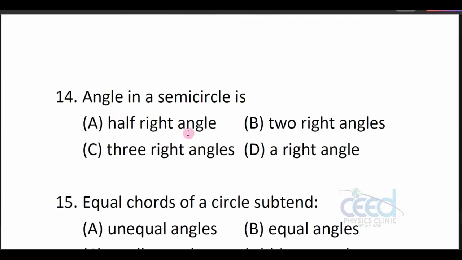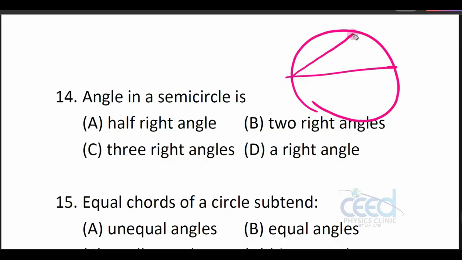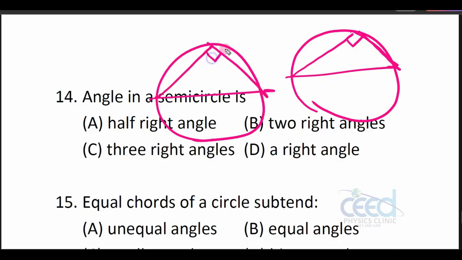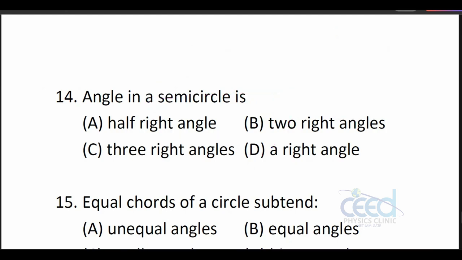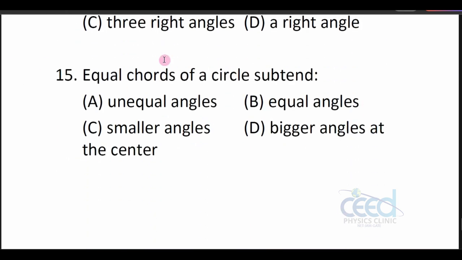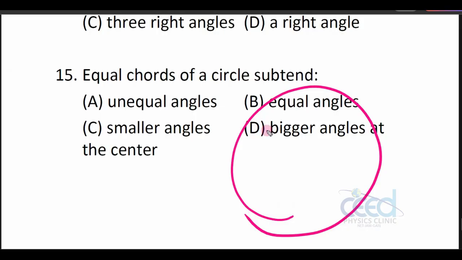Angle in a semicircle is, we already studied, any semicircle enclosed angle is 90 degree, right. Suppose it is like this also, this angle is 90. Any semicircle enclosed is a right angle only. We discussed it in the theoretical section. First you come to theory studies, then come to the problem. Equal chords of a circle subtend equal angles only. That also we studied, that is also theoretical.